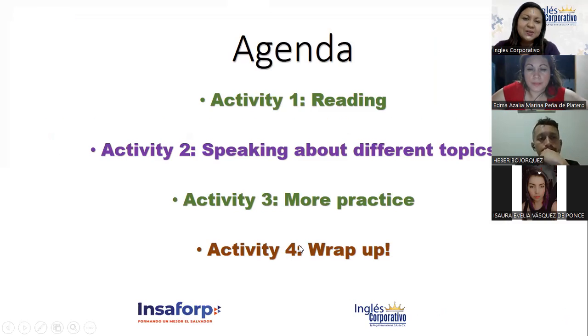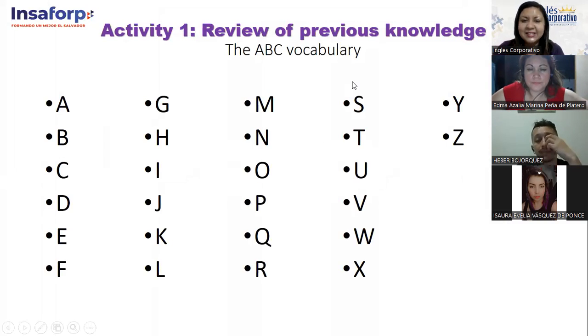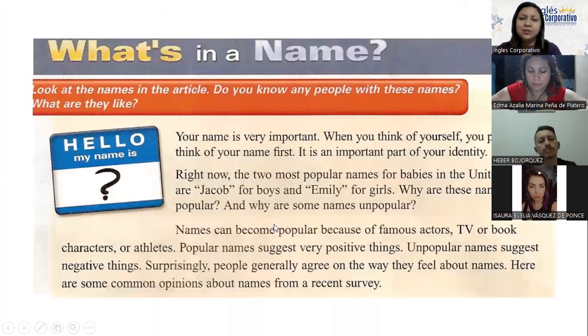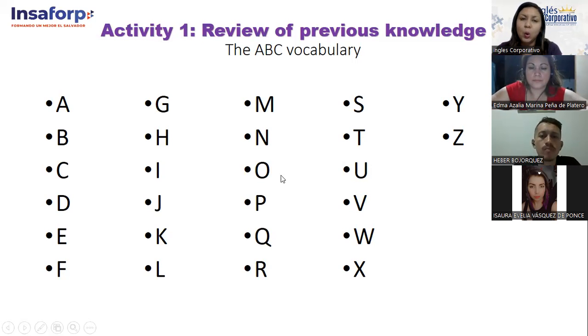Okay, so let's start with activity number one. I have this ABC vocabulary activity. I'm going to assign one letter to each of you, and you have to think of a word in English that starts with the letter that I assign you. For example, if I give you the letter O, you can say orange because it's a word with the letter O, or another word like octopus or organized, etc.